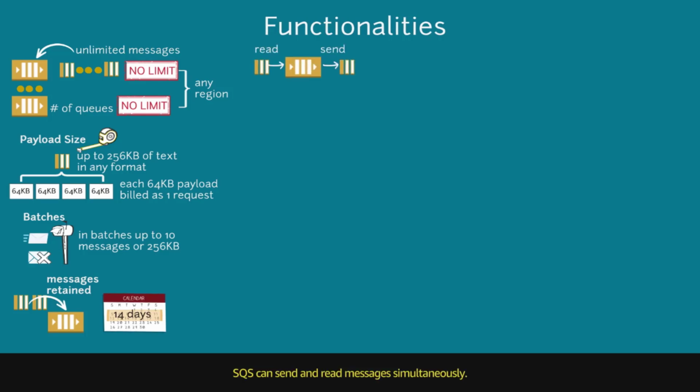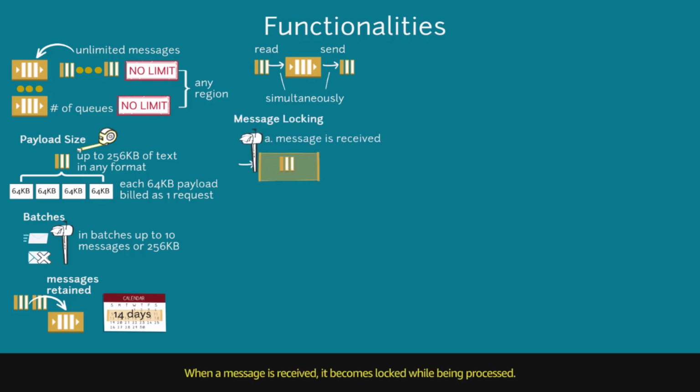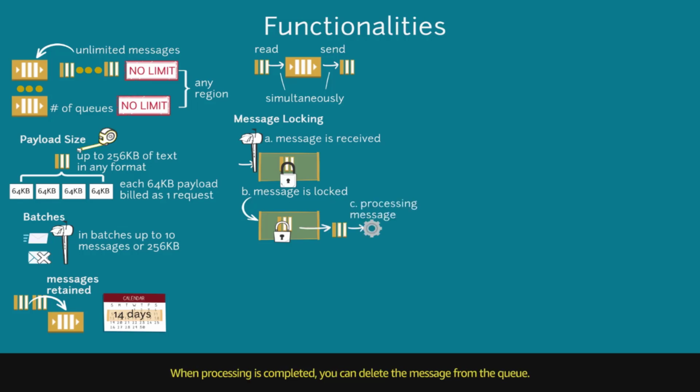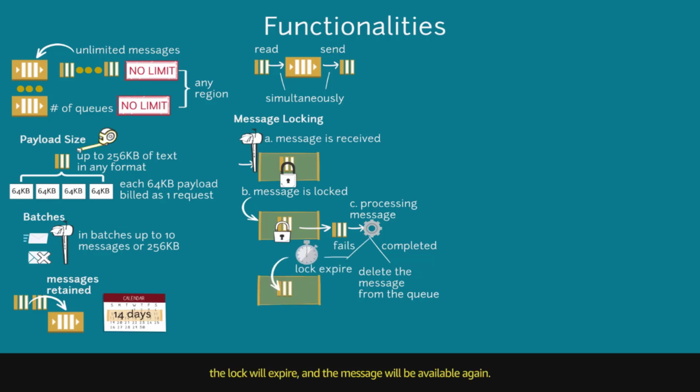SQS can send and read messages simultaneously. Message locking. When a message is received, it becomes locked while being processed. The locked message keeps other computers from processing the message simultaneously. When processing is completed, you can delete the message from the queue. If the message processing fails, the lock will expire, and the message will be available again.